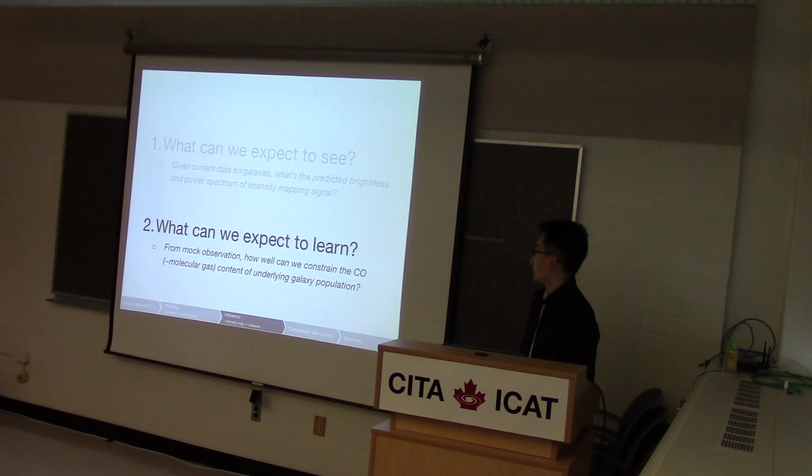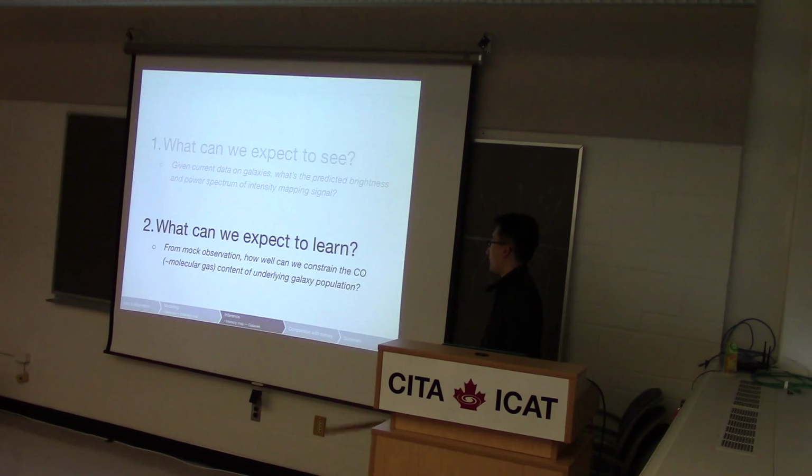And so now I'm going to focus on the second question, which is what can we expect to learn? Right? So from a mock observation that we generate, how well can we actually constrain the CO, which is roughly the molecular gas content of the underlying population? Right? So essentially, we're doing forecasts of constraints here.